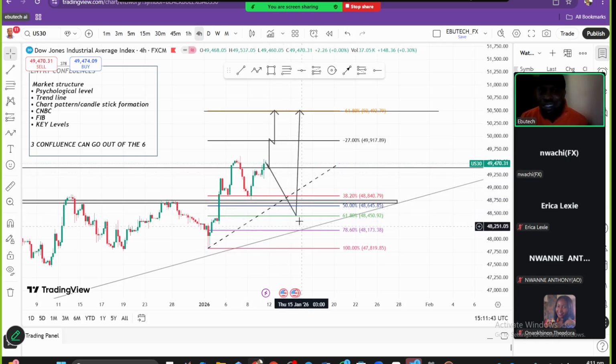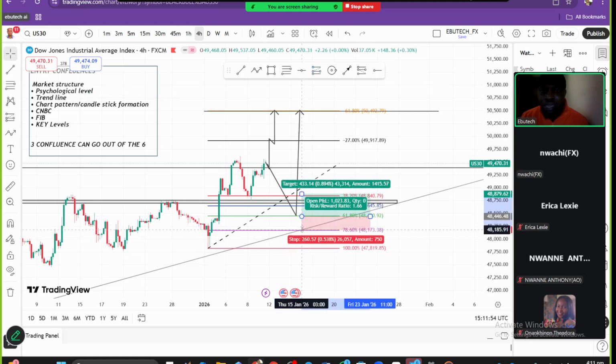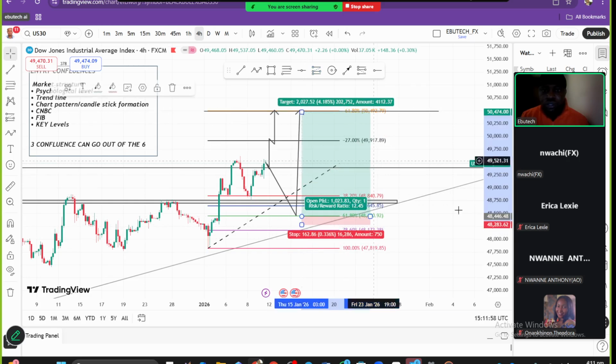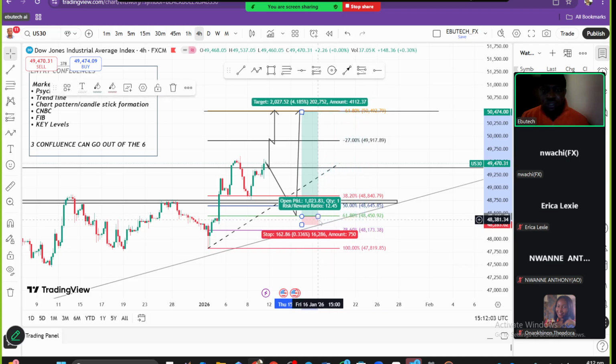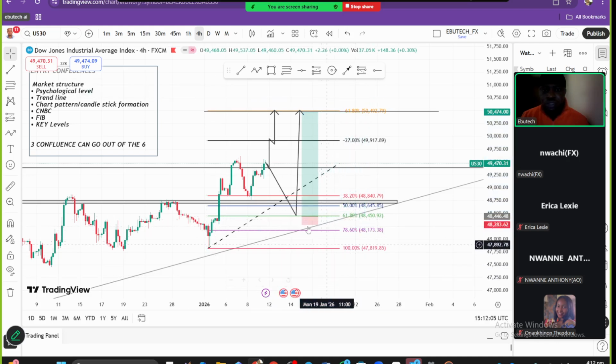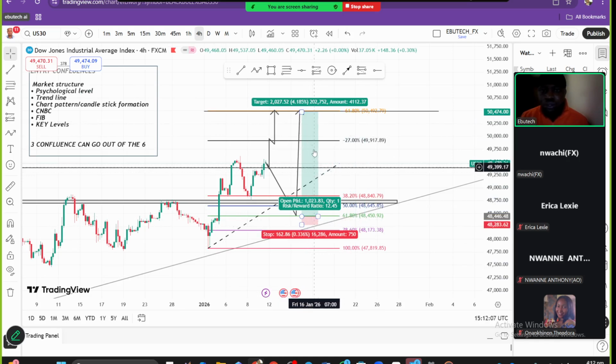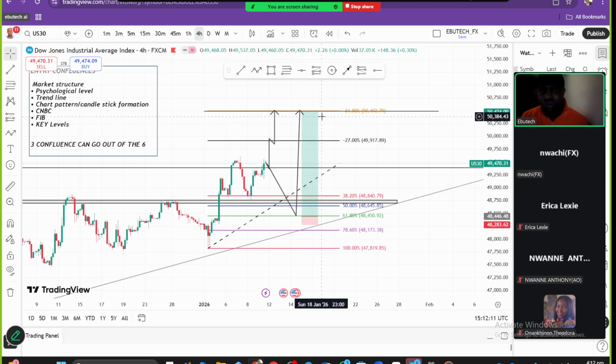And when it gets here, you see the candle, you cannot enter the market peacefully from here. Is it that you enter the market from here? Put your stop loss. You give your stop loss 100 pips. Allow the market to now roll till this 61% level.